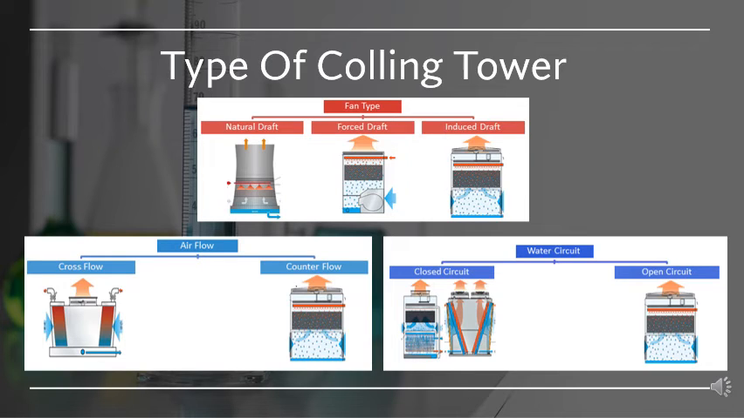For water circuit classification, in an open circuit, all the water flowing through the cooling tower comes in contact with the air and undergoes evaporative cooling. While in a closed circuit, the primary water does not come in contact with air. A secondary water circuit may or may not be present.